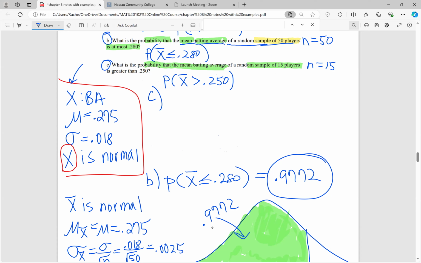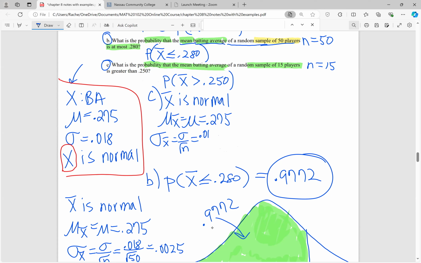So again, x bar is normal since we're sampling from a normal distribution. Mu sub x bar is still equal to mu, which is 0.275. That's not going to change. But think about what changes when sample size changes. What gets affected by sample size? It's the standard error, right? Because we have to divide by the square root of n. So we need to recalculate sigma sub x bar with this new sample size.